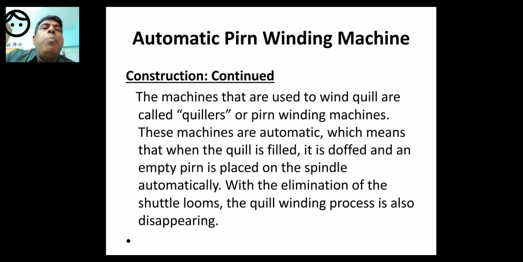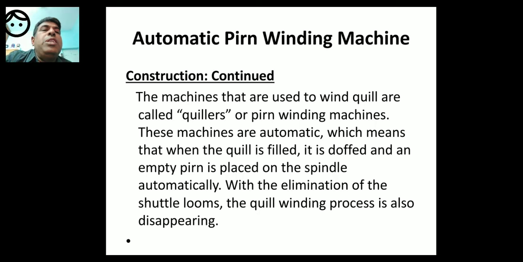When a full pun is taken out from the machine, that is called doffing, and when an empty pun is placed in the position for further winding, then it is called donning.